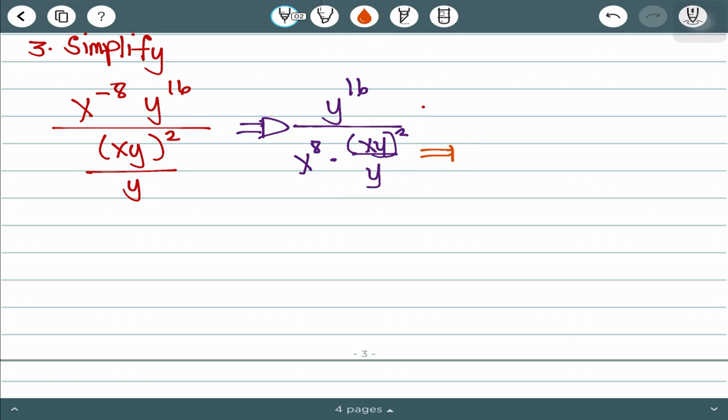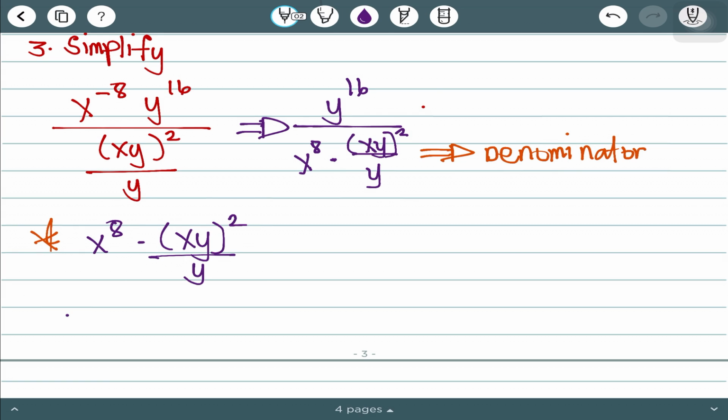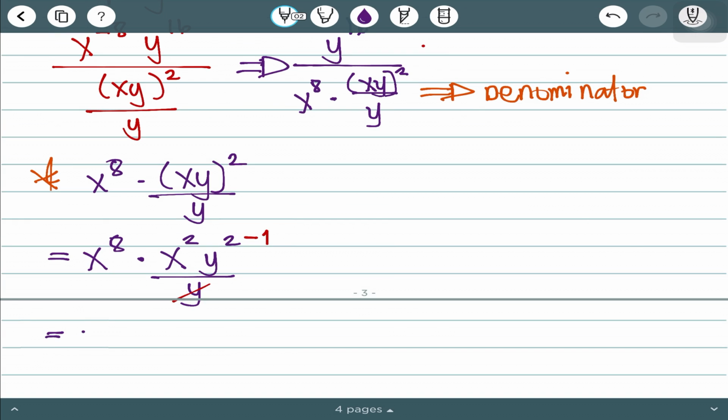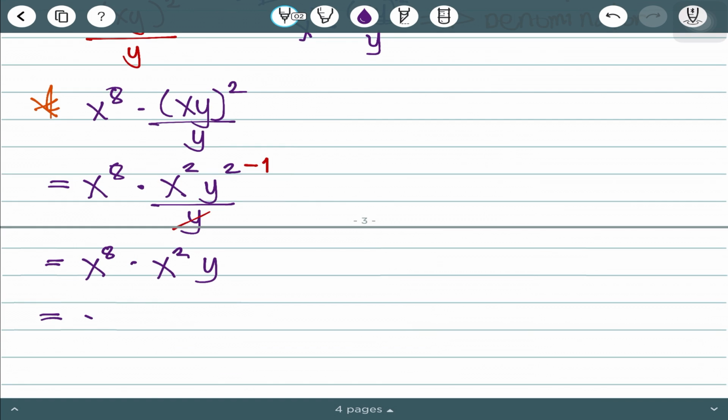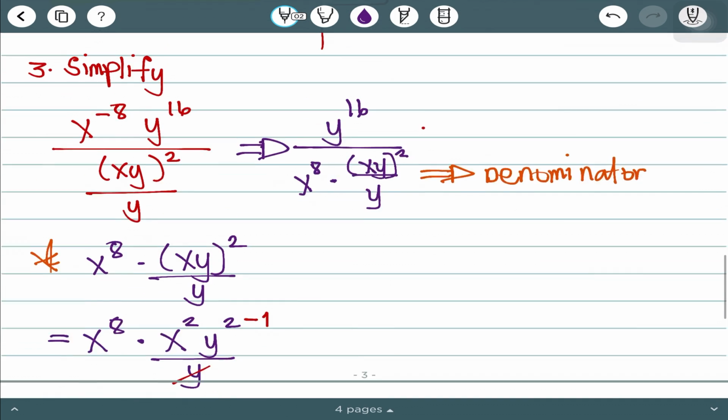Since there is only one remaining term in the numerator, let us just investigate the denominator. We have x raised to 8 times the quantity of x y squared over y. This can be rewritten as x raised to 8 times x squared y squared over y. Combining like terms, we can now cancel out the denominator y. Similarly, we can also combine the x terms. We have x raised to 8 times x squared y. That will result in x raised to 8 plus 2 times y, which is also equal to x raised to 10 y. And this is the simplest form of our denominator.